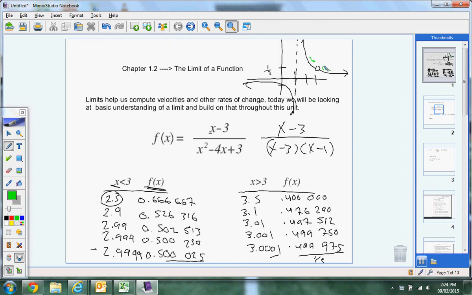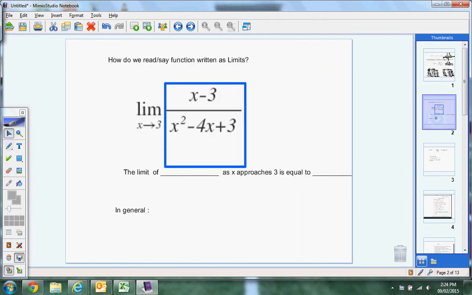Okay, so now we're going to get into the notation part. All right, so how do we read or say a function written as a limit? Okay, so this right here, this is how you'd read it: limit of x minus 3 over x squared minus 4x plus 3 as x approaches 3 is equal to, which we just got, 1/2, 0.5. That's how you'd read that notation.